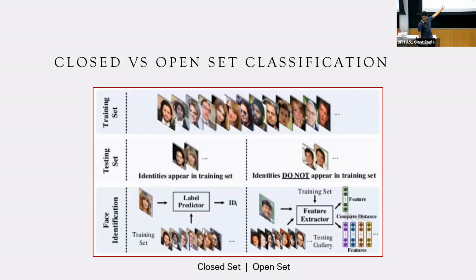When we are inferring or testing the model, it's necessary that the images come from those 10 celebrity classes which we trained on. And when it comes to open set, we have something called a feature extractor, and it's also a model, but in this case, we are not getting the ID, we are getting a feature embedding or a feature vector. So for each training class, we get a feature vector. And when we introduce an unknown image, we get a feature, and we compare it with the training feature vectors which we get.